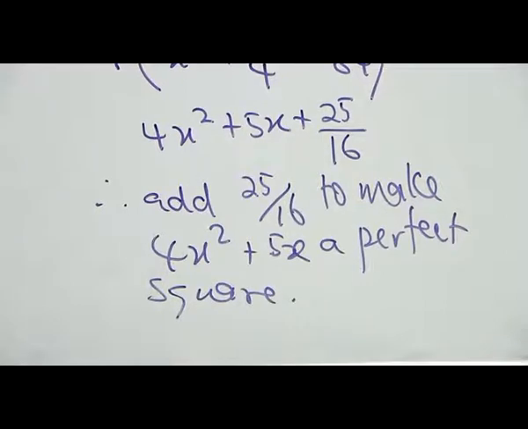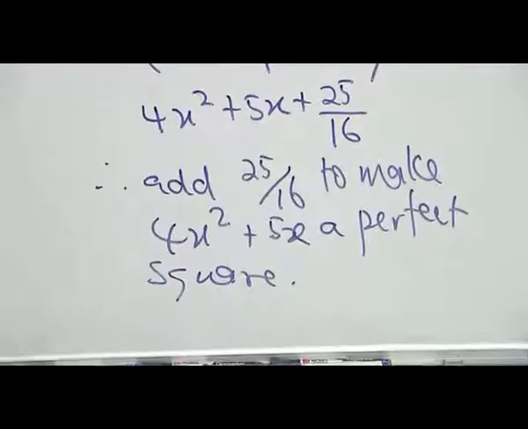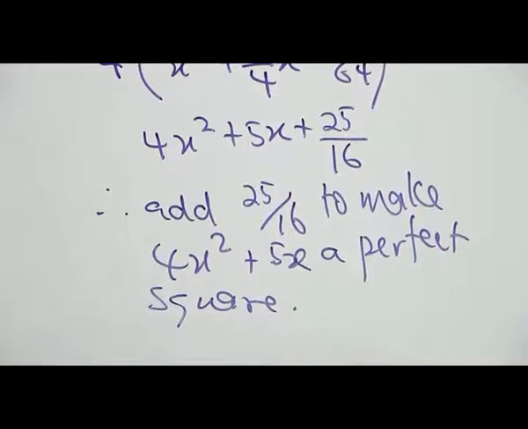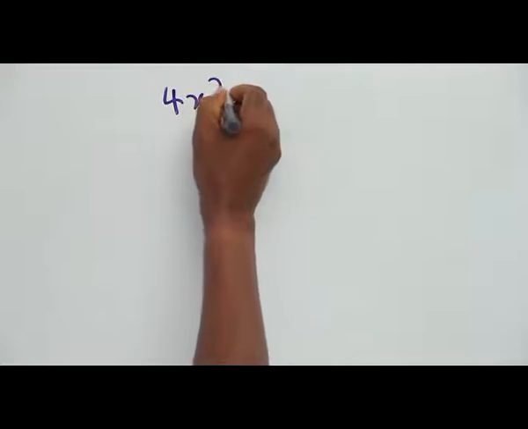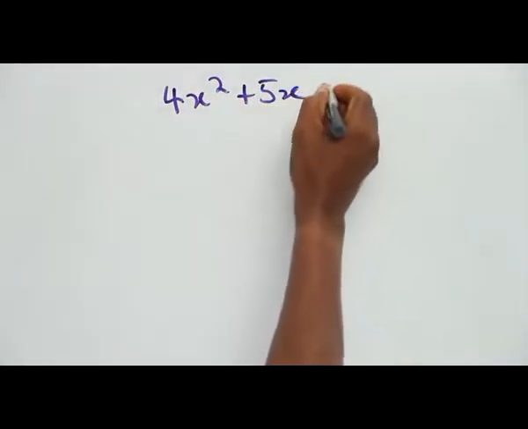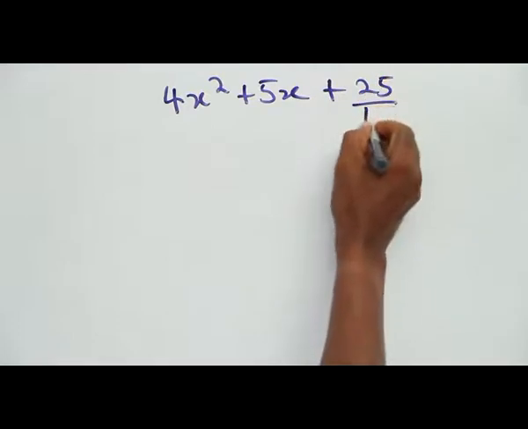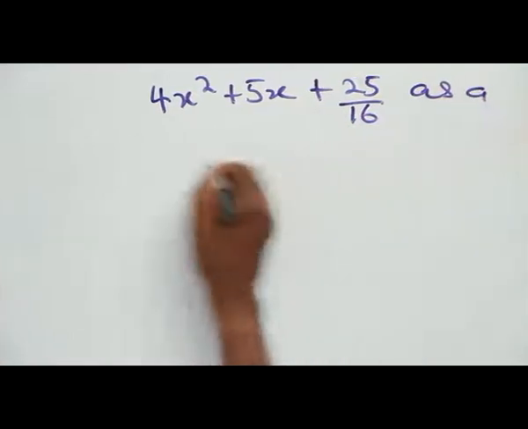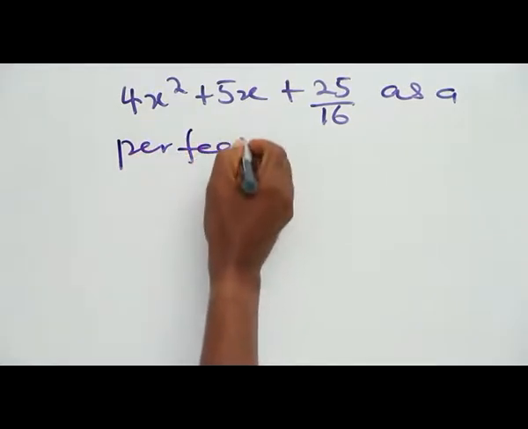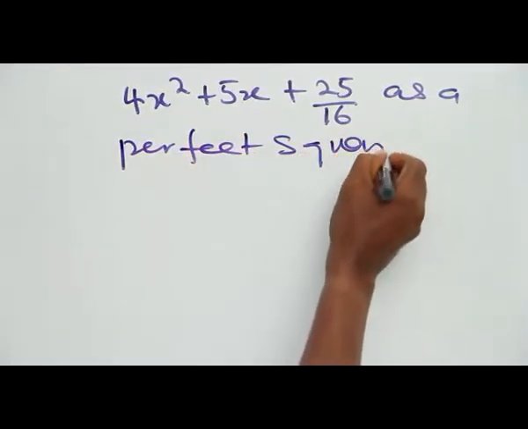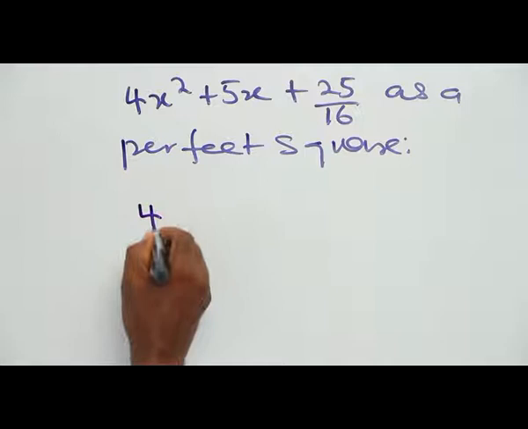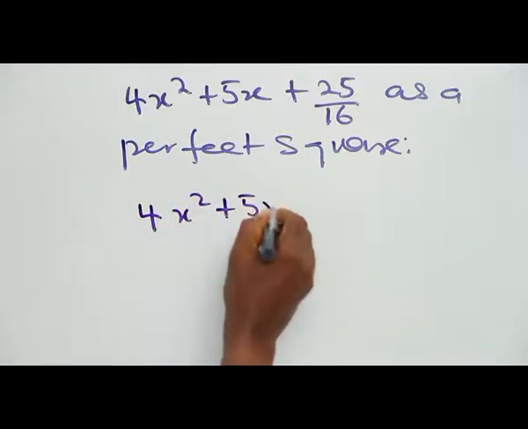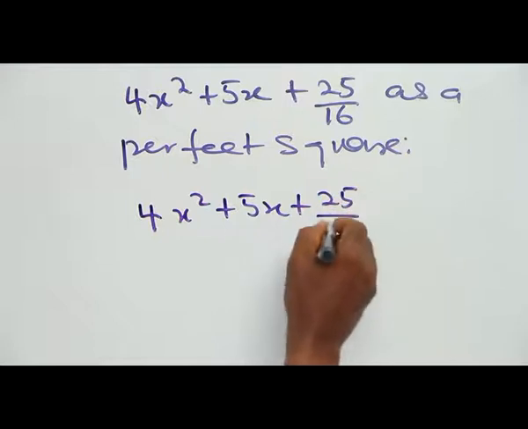We are going to look at another dimension of this problem. Assuming you are told to write out the expression as a square, what should you do? To write out the expression 4s squared plus 5s plus 25 all over 16 as a perfect square, we will do the following. So we have here 4s squared plus 5s plus 25 all over 16.